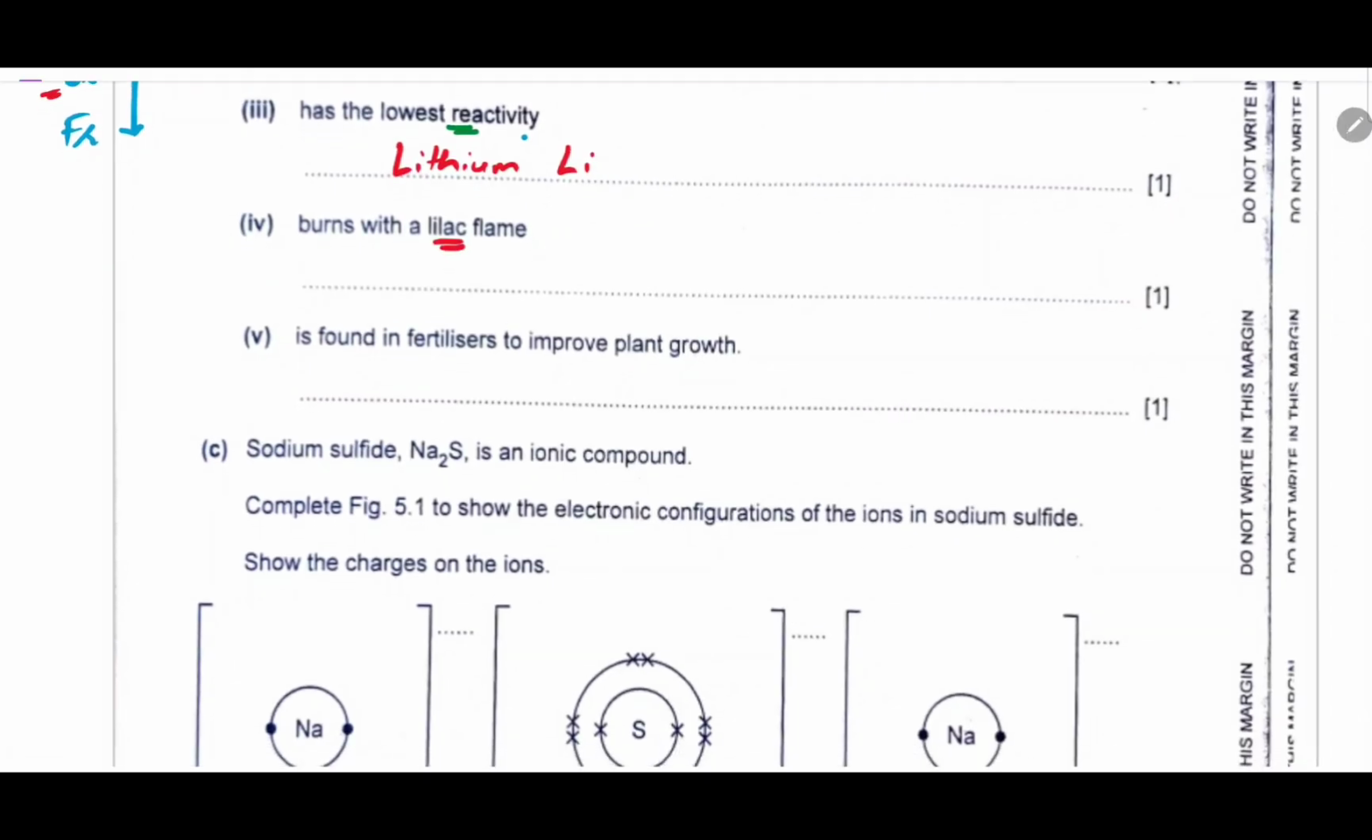Burns with a lilac flame. Alkali metals, when they are burnt in a flame, give a characteristic color, like sodium gives a yellow color. Potassium gives a lilac flame. Answer will be potassium or K.